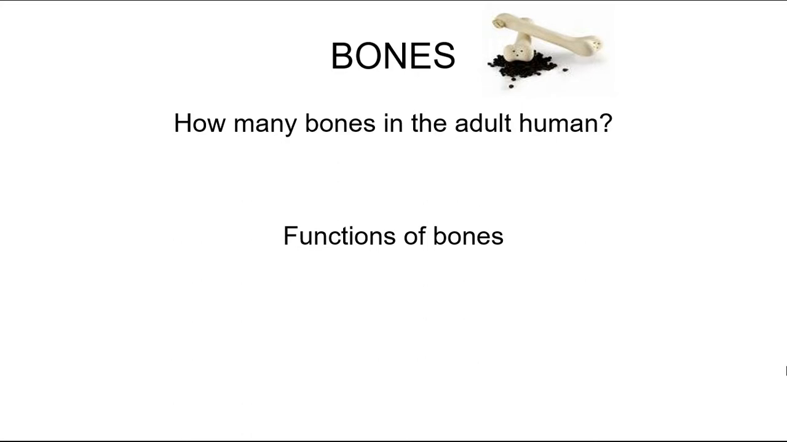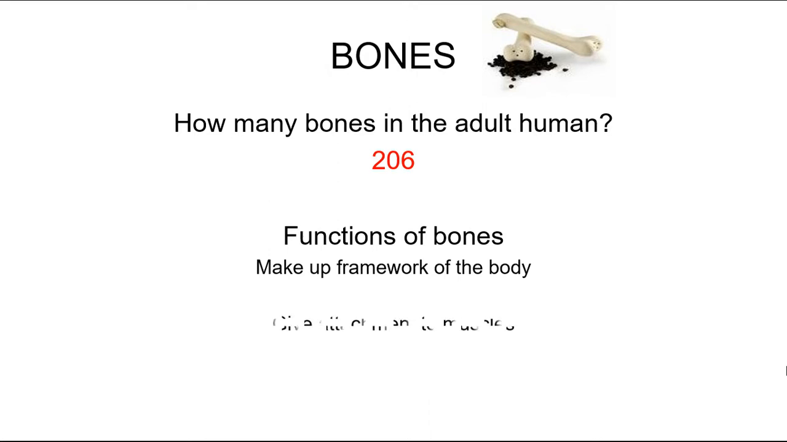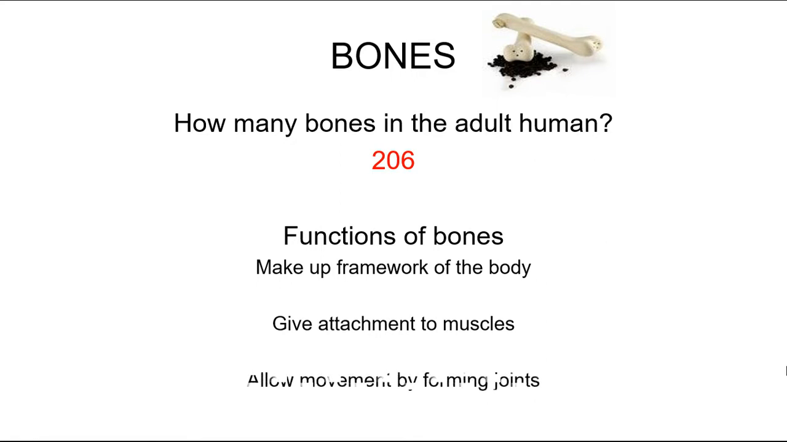Question to get us started: how many bones are there in the adult human? Answer: 206 in total. Also need to know the function of bones. What is the skeleton there to do? So it's there to make up the framework of the body, to provide support. In particular, it gives an attachment point for the muscles, and this will allow for movement.